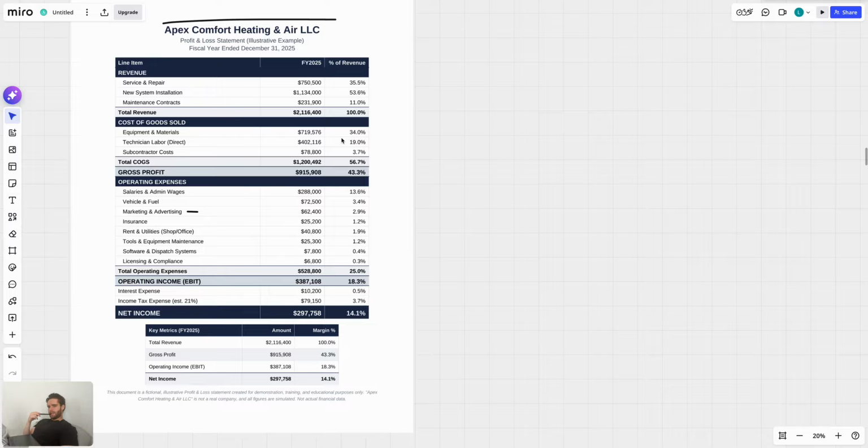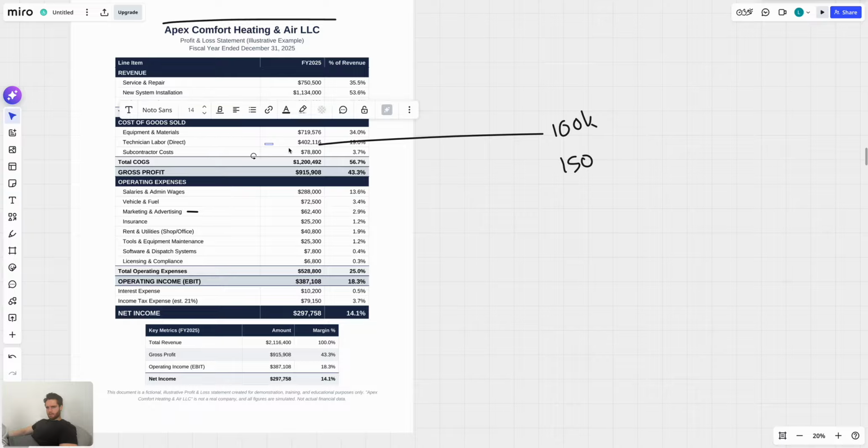So yes, let me get my pen out. Where is it? Yes, I'd be taking $100K out of here, but I would also be adding on $150K. So this would actually be $452K. So let's just write this down. Maybe I can do text. Let's go, $452K, make that bigger. $452K.